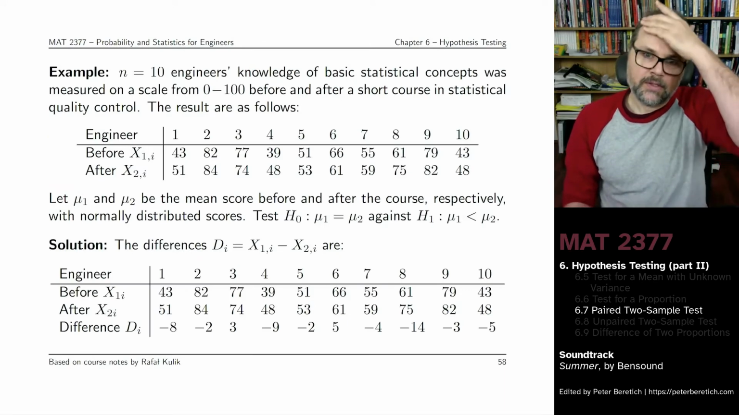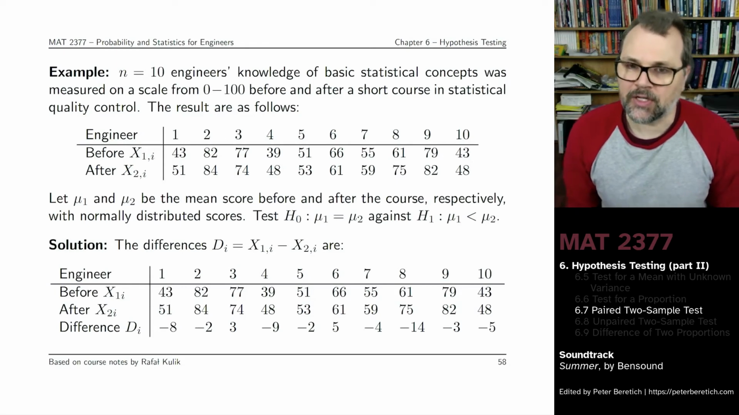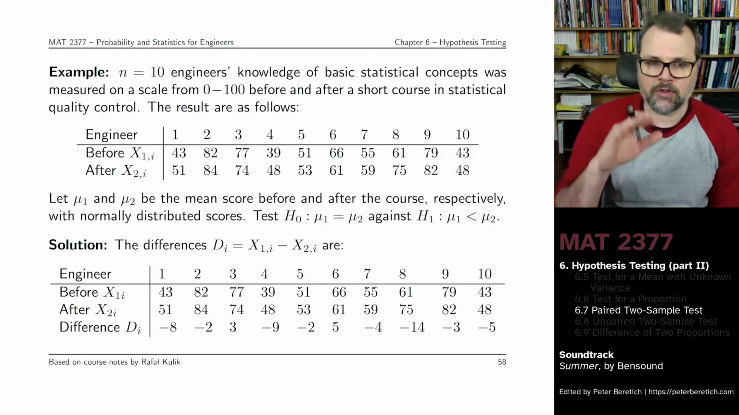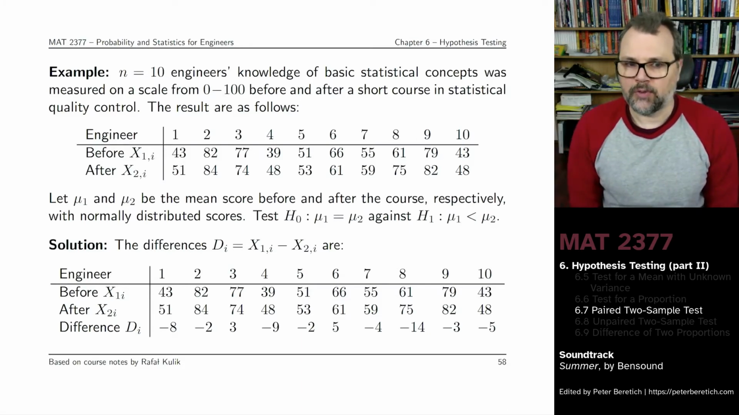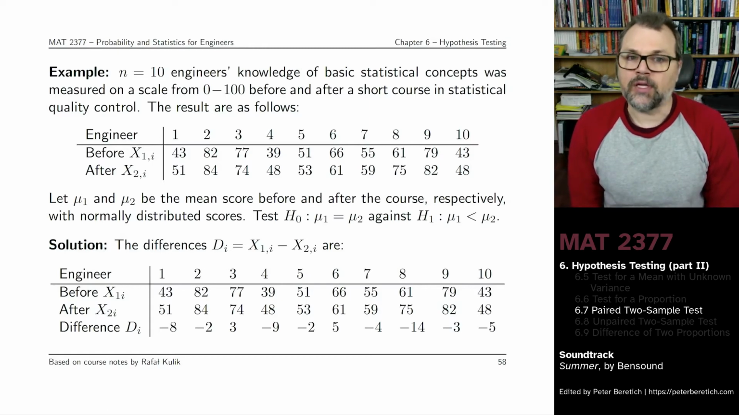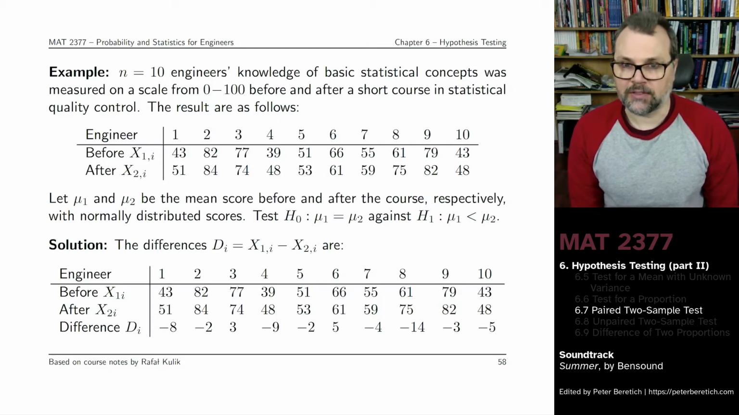Here's an example. You will test the knowledge of 10 engineers when it comes to basic statistical concepts, before a short course in statistical quality control and after a short course. So we have 10 engineers. We give them a test before. Here are the grades on a scale of 0 to 100. And then we evaluate them again after the course with an exam, and we check their grades again. The question is, will the course have been useful to help the engineers better understand statistical concepts?